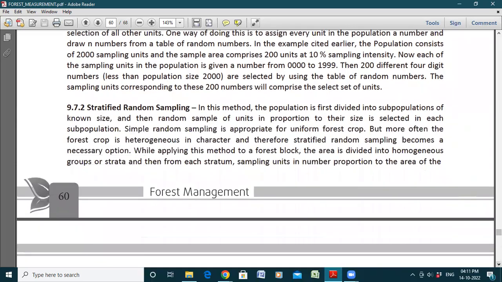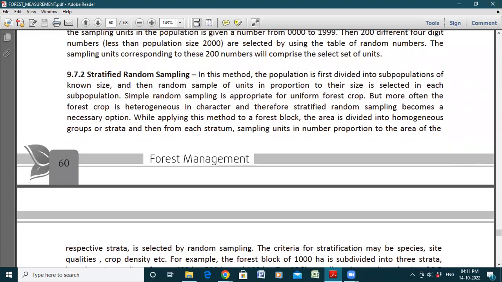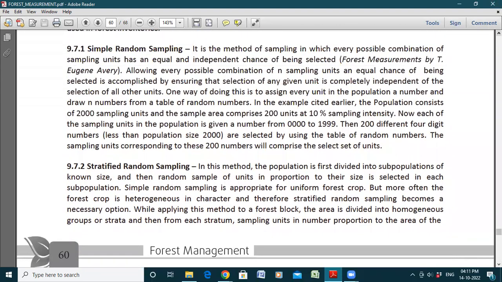Then we have, under that, simple random sampling, in which every possible combination of the sampling units has an equal and independent chance of being selected. Then stratified random sampling, where the population is first divided into subpopulations of known size, and then a random sample of units in proportion to their size is selected in each subpopulation.